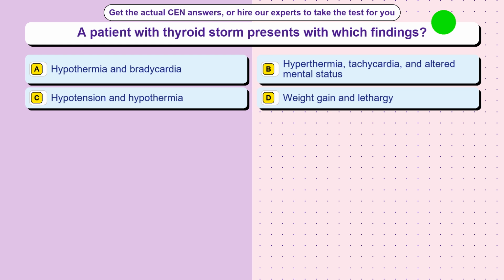Question 35. A patient with thyroid storm presents with which findings? Option A, hypothermia and bradycardia. Option B, hyperthermia, tachycardia, and altered mental status. Option C, hypotension and hypothermia. Option D, weight gain and lethargy.